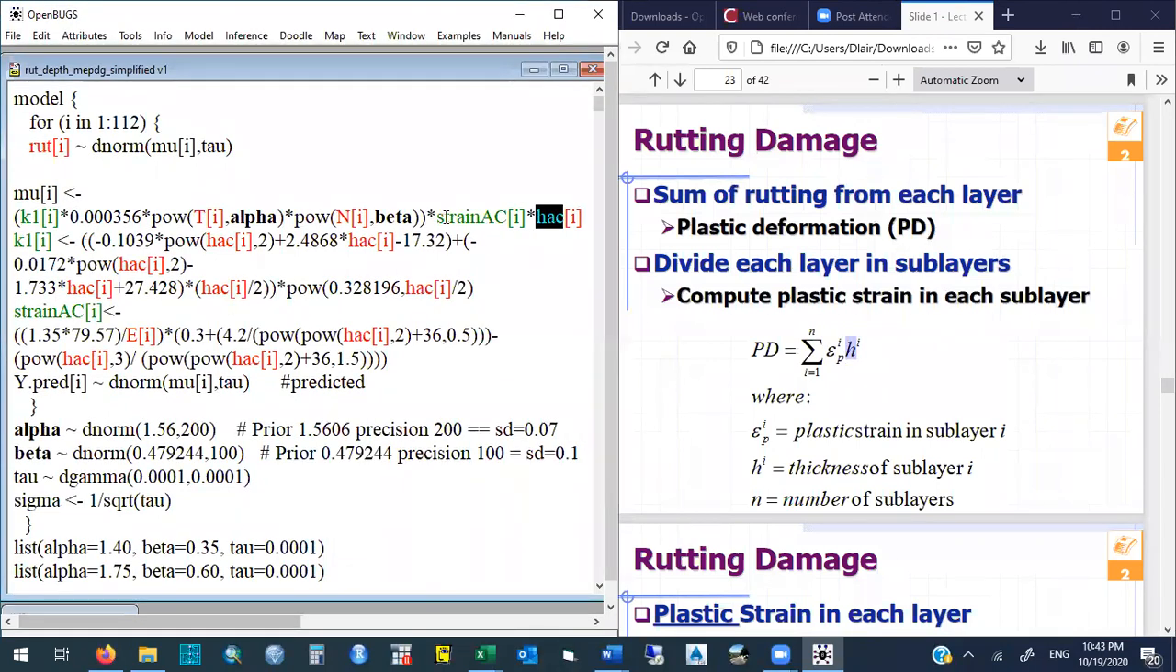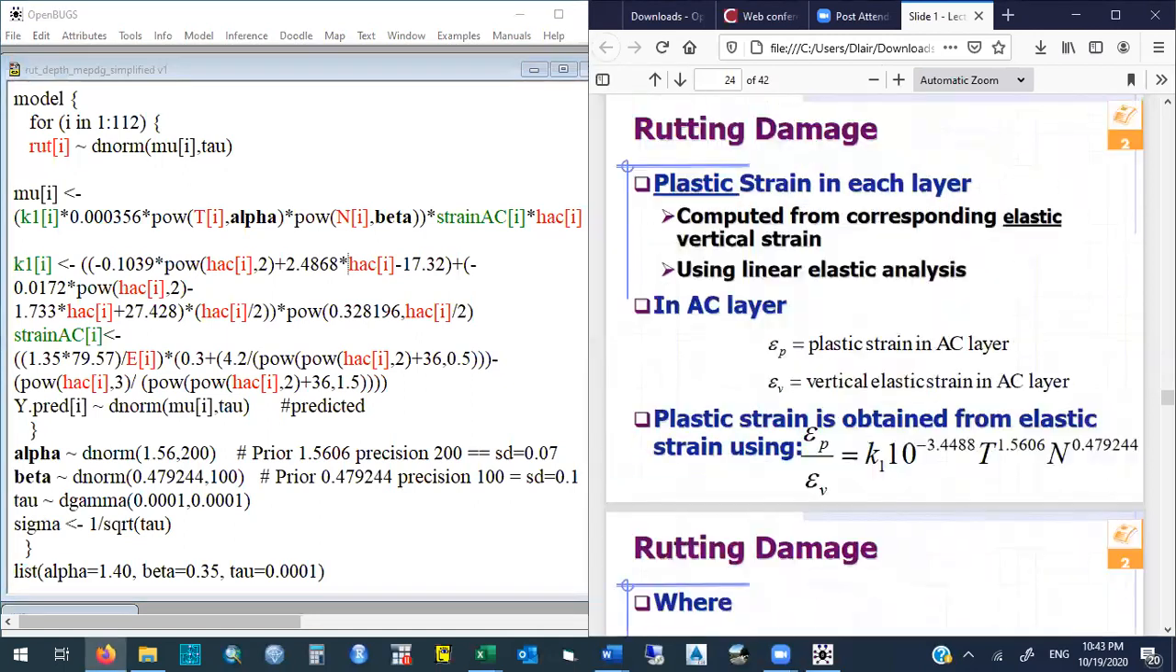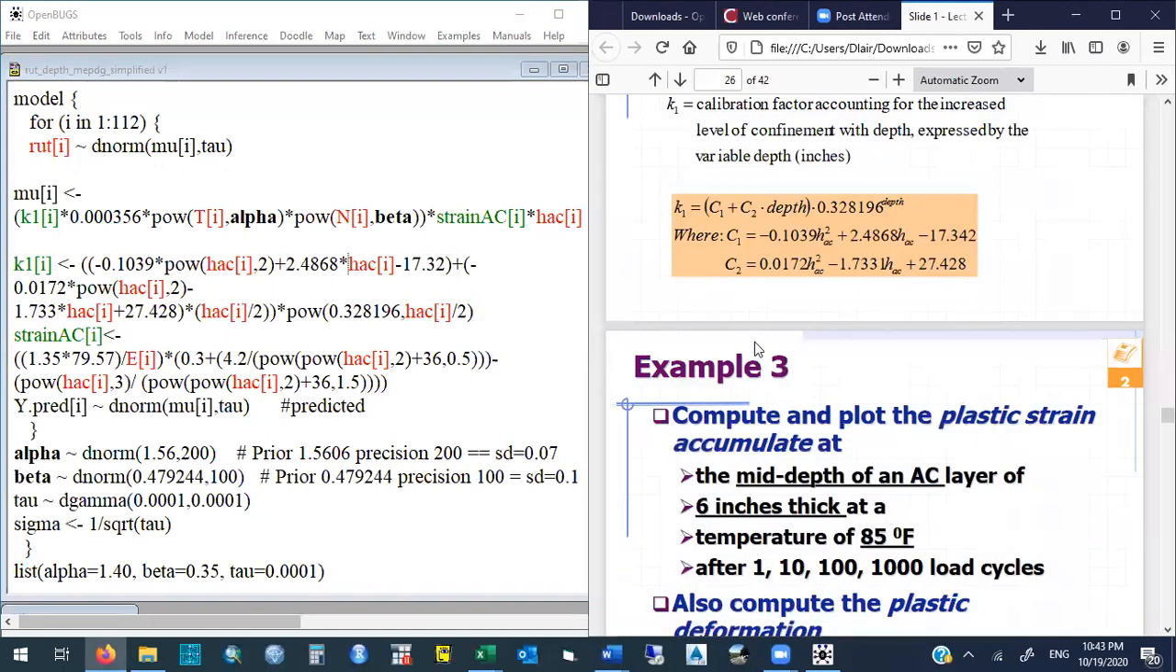Okay? Now, the problem is this has multiple equations. So K1, I need to write the equation for that, which is this one over here. If you remember, this is my K1 over here. So it's C1 plus C2 times the depth plus 0.328196 to the power of the depth. So that's what I have here.